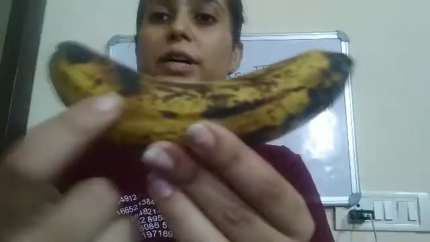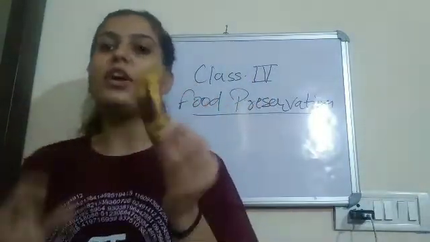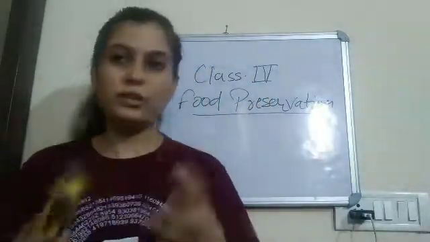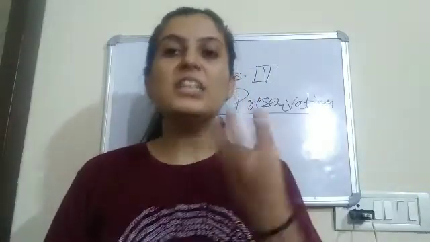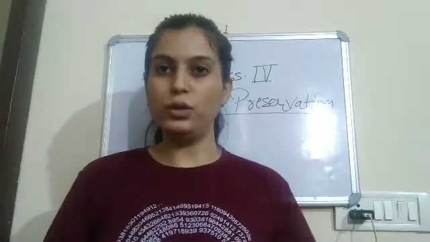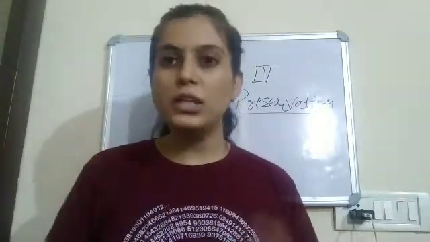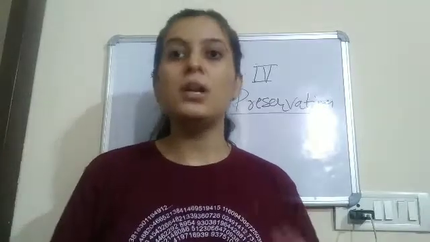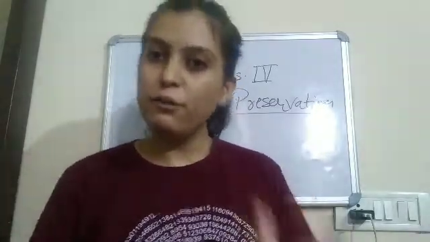You can see this part, all of this part. It is basically spoiling. That means we cannot eat it. After some time when it turns black, we cannot eat it. This is the spoiling of food. When you are not able to eat the fruits or vegetables, that means the food is spoiled. You cannot eat that food.